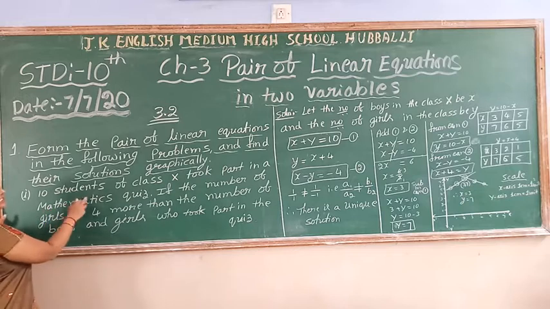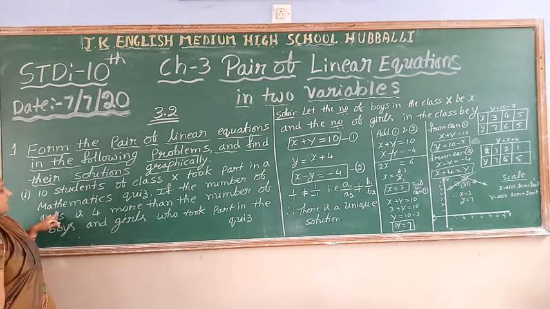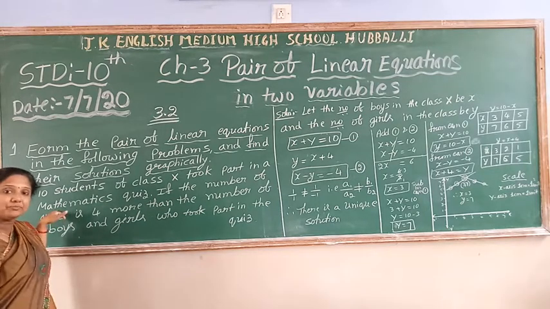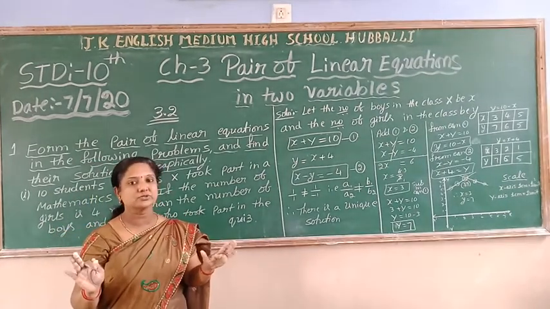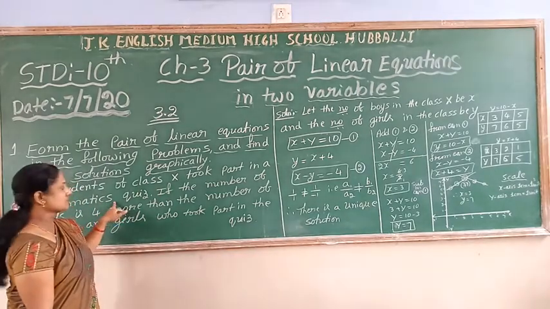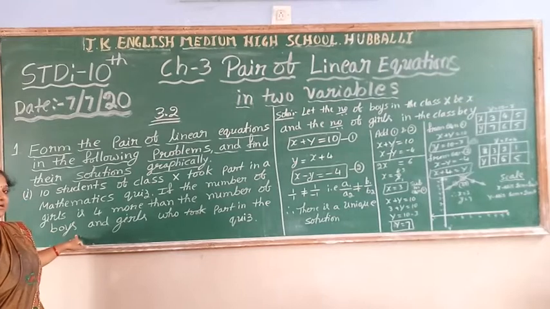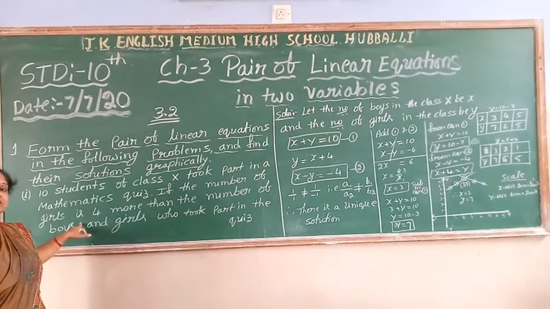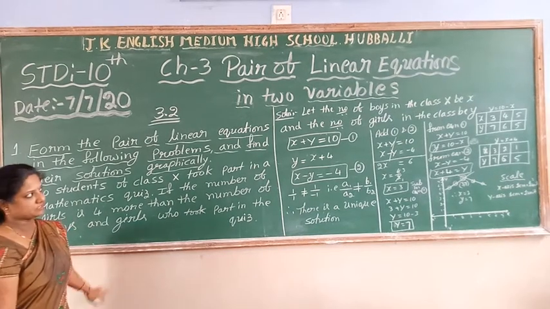So 10 students of class 10 took part in a mathematics quiz. 10 students of class 10 means totally how many students have taken part in 10th standard? 10 students. Total 10 students are there. Mathematics quiz. If the number of girls is 4 more than the number of boys, so compare the number of boys. The number of girls is 4 more than the number of boys, and the girls took part in the quiz.